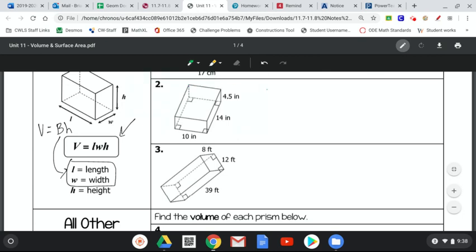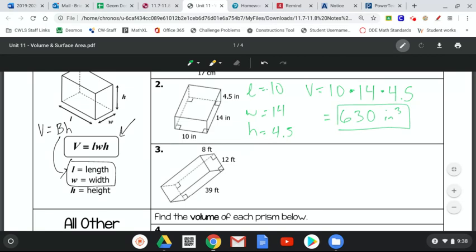same thing. We have to find length, width, and height. But if you look on here, our length and our width are going to be right down here where we have our right angles. So where we have the right angles, that's going to be the base of our figure. So length and width is just going to be 10 and 14. And then the height's going to be 4.5. So from there, volume equals 10 times 14 times 4.5. And when you do that, you get 630, and it's going to be inches cubed.